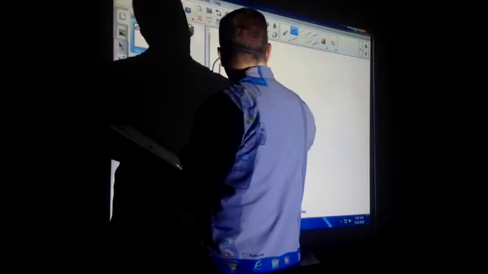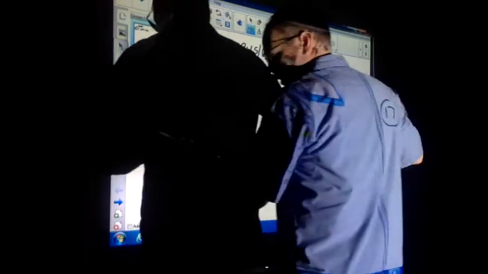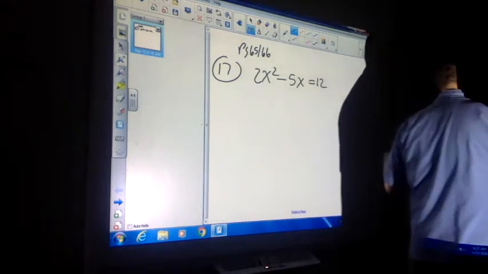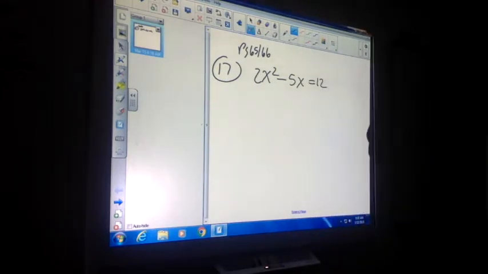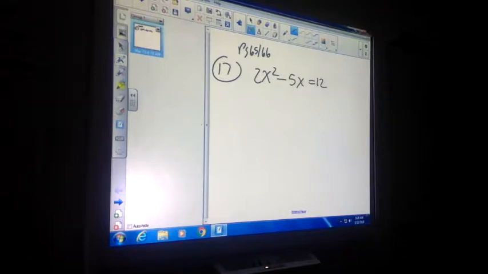All right, so I got 2x squared minus 5x is equal to 12. We want to factor this, and we also want to solve it. Why do we want to solve it? What's up there that makes us want to solve it? What's the one sign that makes everything say we need to solve it now? The equal sign. No, 12 is not a sign. It's a number. But good try.